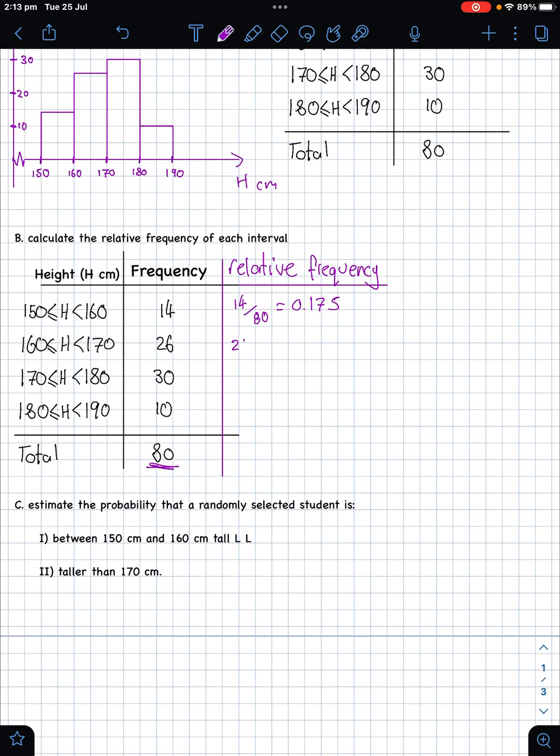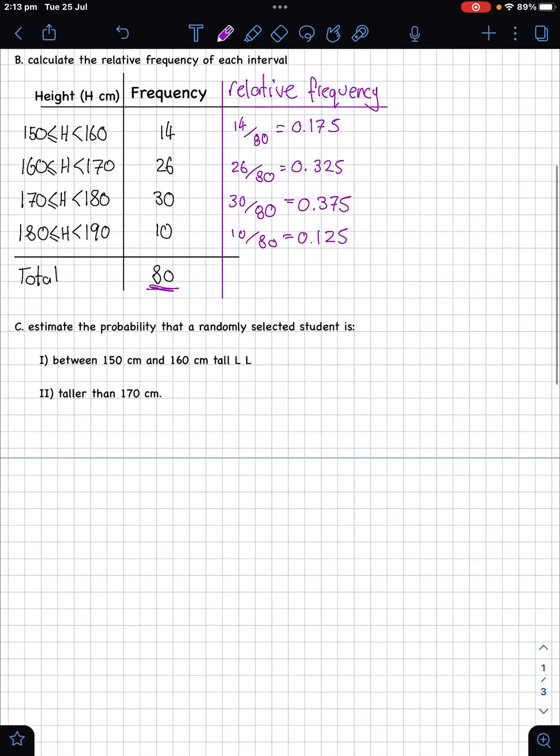26 over 80 is going to be 0.325. 30 over 80 equals 0.375, and then we've got our last one, which is 10 over 80 is 0.125. And so the final bit is estimate the probability that a randomly selected student is between 150 and 160 centimetres.